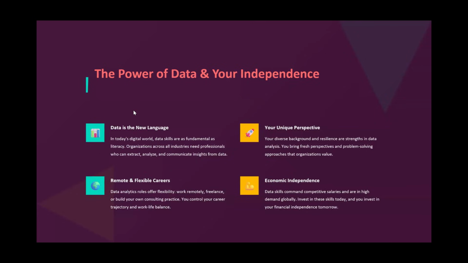And finally, the independence factor is also huge. Data roles are often remote, right? I don't go to work every day. It is hybrid, it is flexible for me. That's one of the advantages of being in data. It gives you control over your schedule and your location.